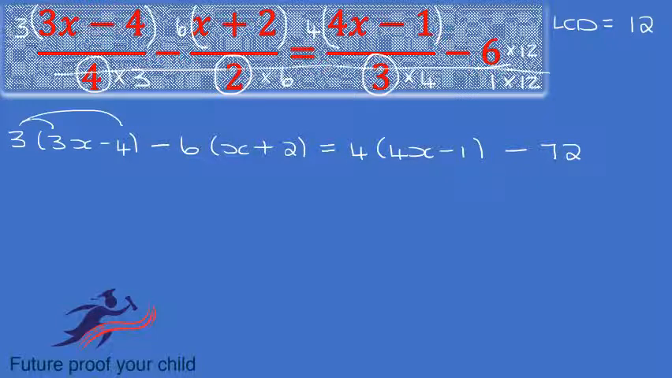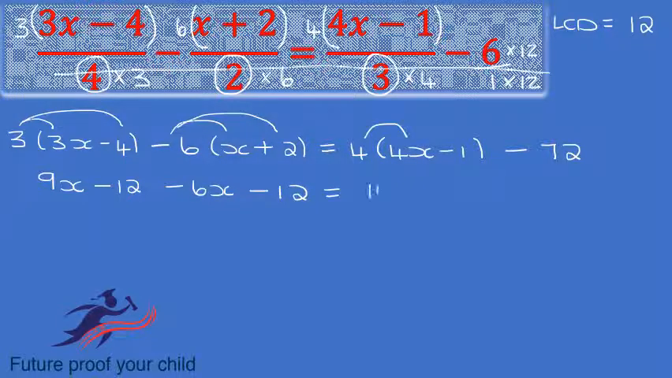So 3 times 3x is 9x. And 3 times negative 4 is negative 12. Then negative 6 times x is negative 6x, and then negative 6 times 2 is negative 12, equals 4 times 4x is 16x. 4 times negative 1 is negative 4, minus 72.